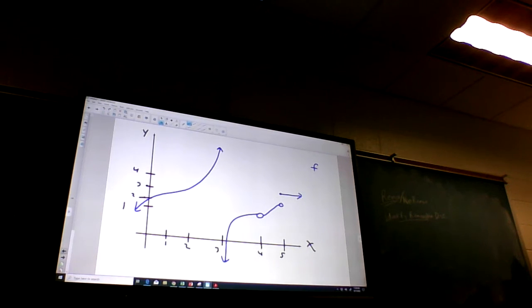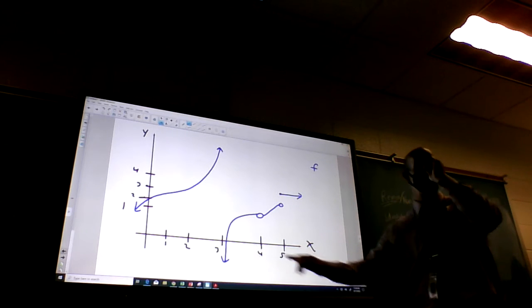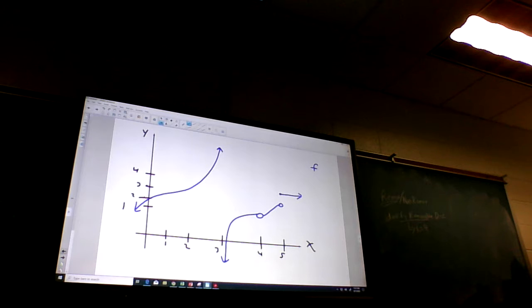Yes, Cooper. The 1 and 4 one. 1 and 4. You mean the x value of 1 and the y value, no, the x value of 4, oh, y value, so the location would be 4, right? Yeah. Okay. So Cooper is saying that there is a removable discontinuity at x equals 4. Okay, would you guys agree that that is a removable discontinuity?